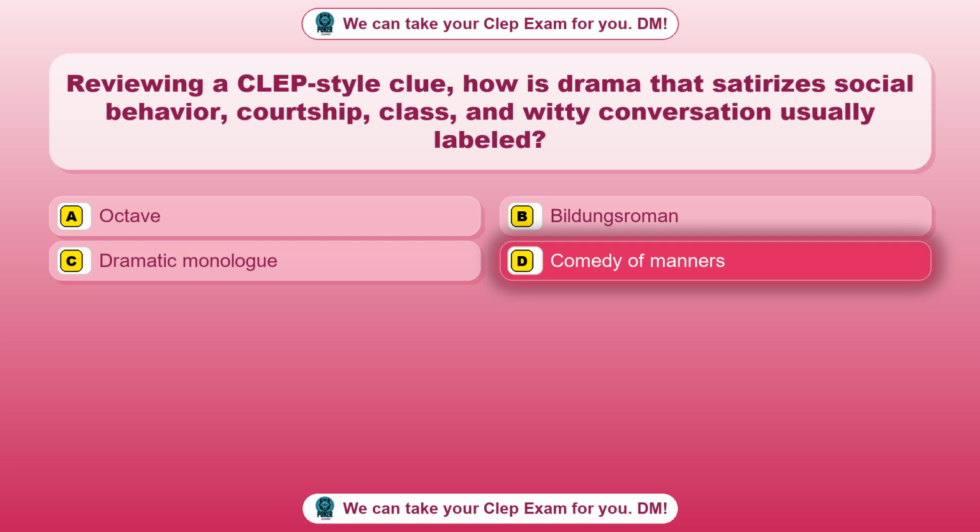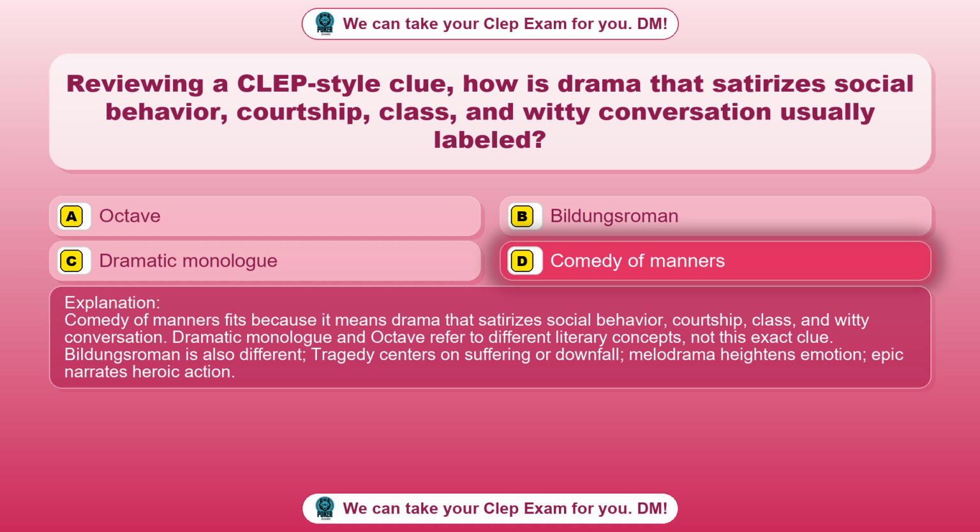Comedy of manners. Comedy of manners fits because it means drama that satirizes social behavior, courtship, class, and witty conversation. Dramatic monologue and octave refer to different literary concepts, not this exact clue. Bildungsroman is also different. Tragedy centers on suffering or downfall, melodrama heightens emotion, epic narrates heroic action.